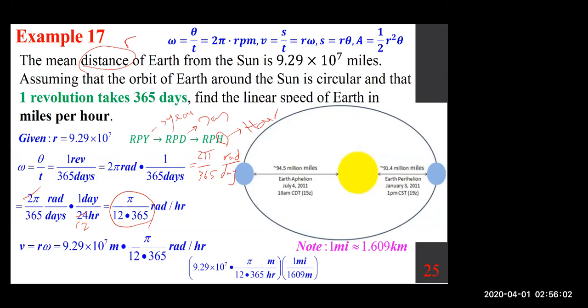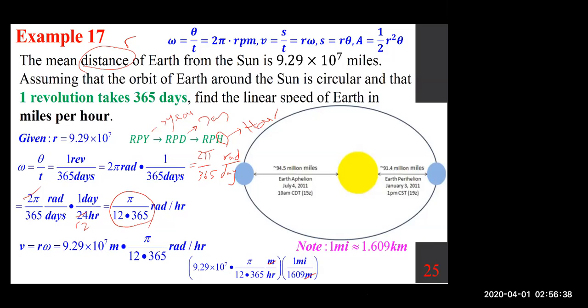That should be meters, 9.29 times 10 to the power of 7 meters, I think, because I'm looking at 1 mile being 1609. Okay, so the meters cancel each other here. And we get, let me see what's going on here. I want to make sure 9.29 times 10 to the power of 7. Okay, that's the radius we're going to use.